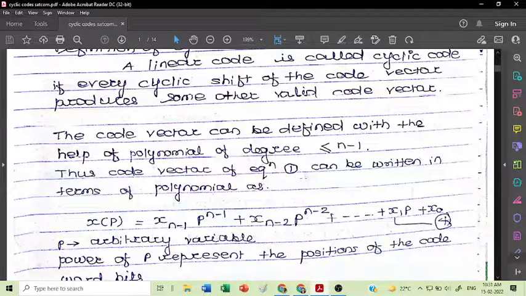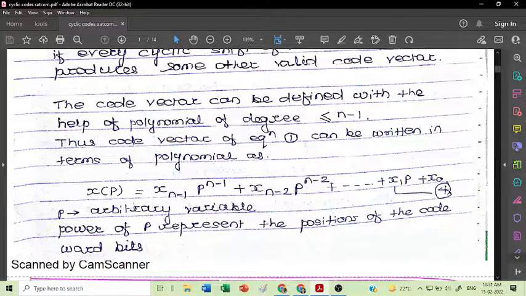Thus, the code vector of equation 1 can be written in terms of a polynomial as x of p is equal to x of n minus 1 p to the power n minus 1 plus x of n minus 2 p to the power n minus 2, up to x1 p plus x0. Now where p is an arbitrary variable. The power of p represents the position of the code word bits.